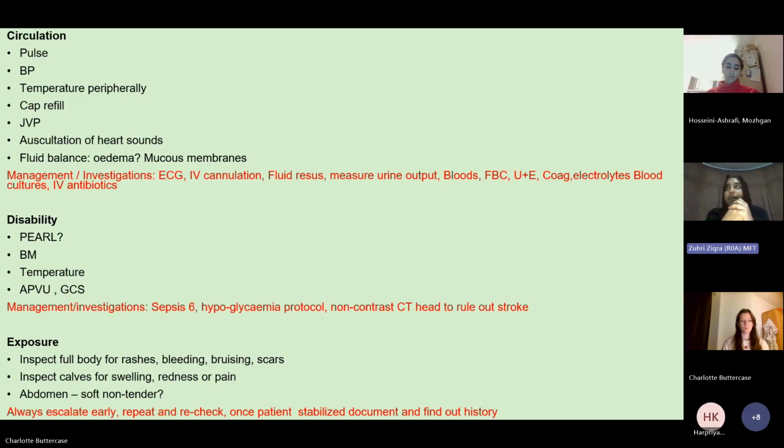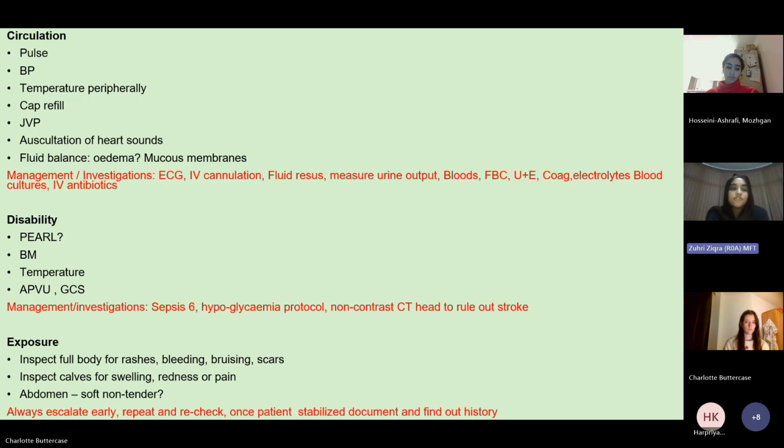Disability wise, are their pupils equal and reactive to light? Check their BMs, very, very important. Check sugar levels, check temperature, and check their GCS as well. It's more difficult for disability, but maybe things like if BM's low, hypoglycemia protocol, might need a CT head to rule out a stroke, for example, probably need to initiate sepsis 6 if there's any signs, and then expose.